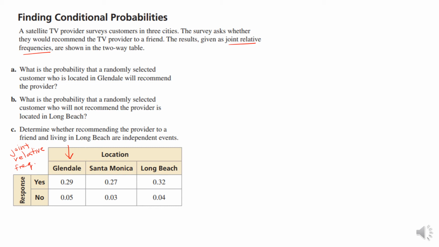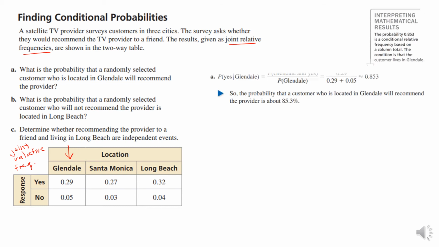So first thing you have to say is they're going to say yes, and they are from Glendale, and they say yes based on they are in Glendale. So you have to add these together, find the total, the marginal, which would be 0.35, that's what I would look at, 0.34.